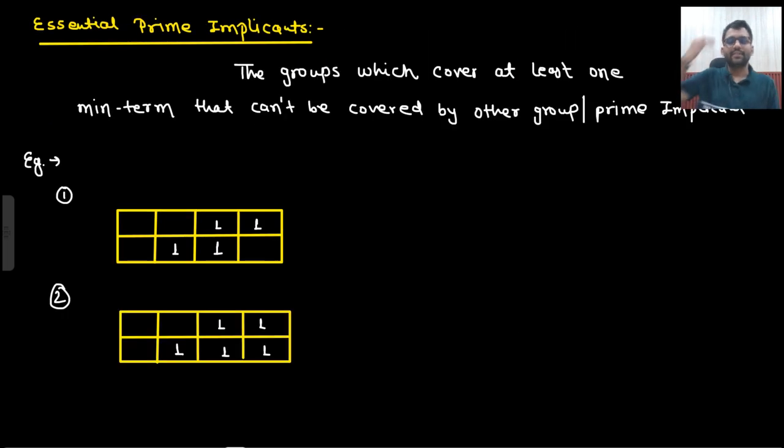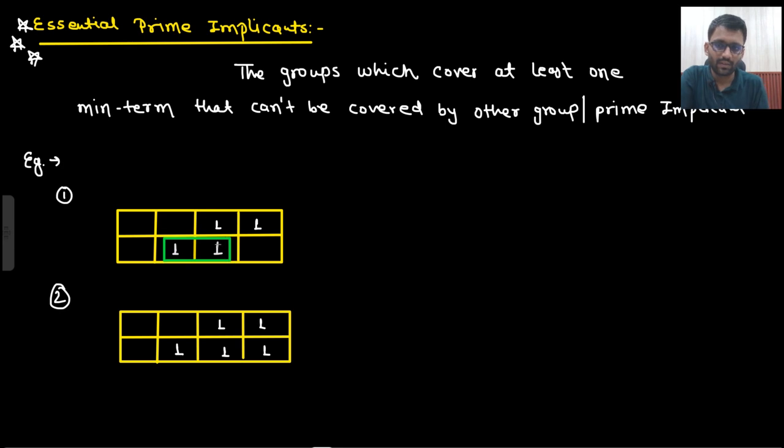Okay. Let's study essential prime implicants, the most important topic. What do you mean by essential prime implicants? The group which covers at least one minterm that cannot be covered by any other group. You are not understanding anything? Let me take an example and I will tell you how to find essential prime implicants. First we will mark all the prime implicants.